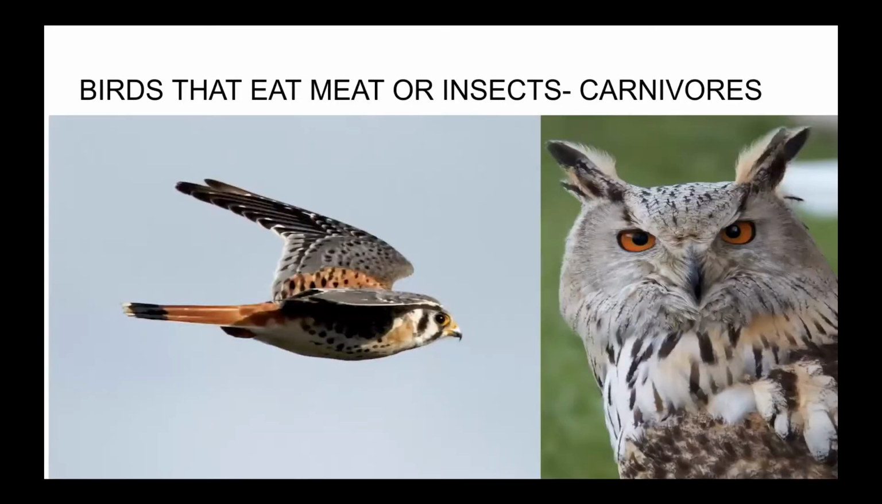Birds that eat meat or insects are called carnivores. If they just eat insects, they're called insectivores. We have a kestrel and a great horned owl, and the kestrel eats insects and very, very small animals like lizards or tiny snakes, or maybe even a vole or a tiny mouse. The great horned owl can eat bigger things than that.